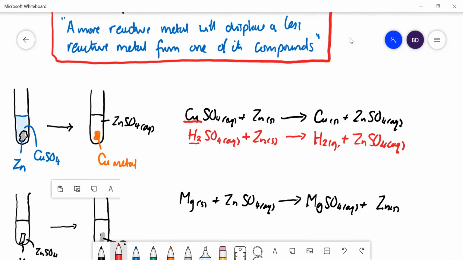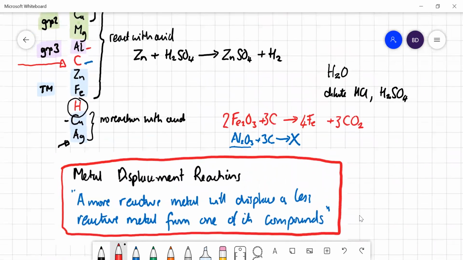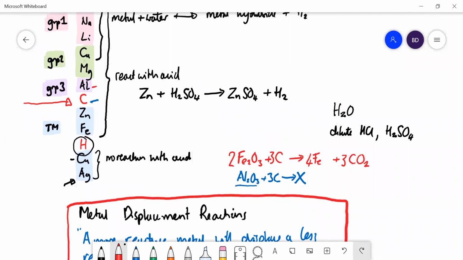That also explains why metals below hydrogen in the reactivity series will not react with acids. Copper and silver will not react with acids because they can't displace the hydrogen out of the acid. They're less reactive than the hydrogen. The reaction of metals with acids is covered in a lot more detail in a later video if you want to look at that.